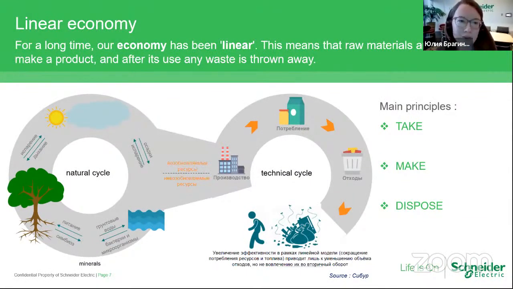I think that we need to explain the different types of economy. We will start with the traditional type of economy before we move to the circular economy. The traditional type is a linear economy. Linear economy traditionally follows the take, make, and dispose principles. This means that raw materials are collected and then transformed into products that are used until they are finally discarded as waste. You can see two different cycles, natural and technical. The natural cycle is sustainable, but the technical cycle in the linear economy ends in the landfill.